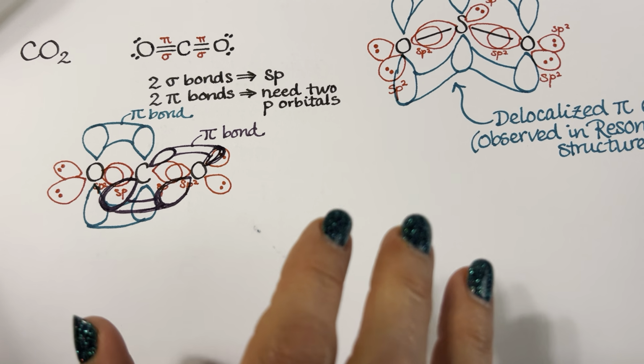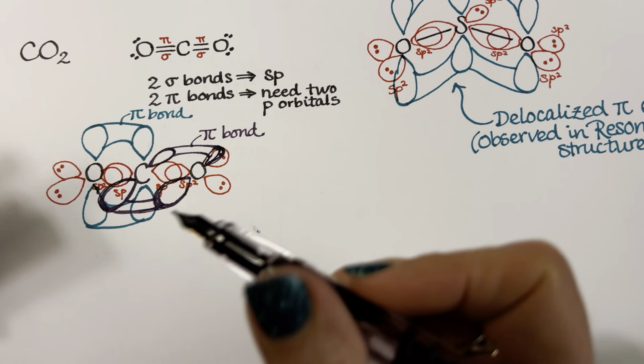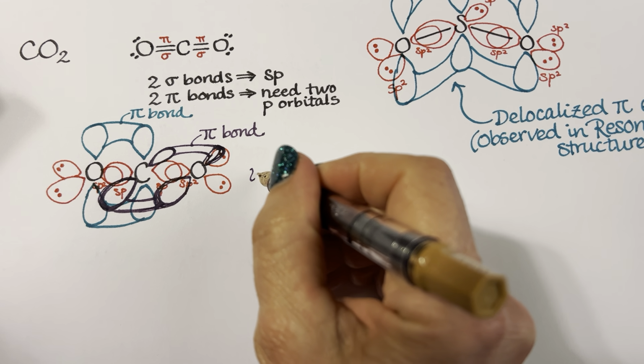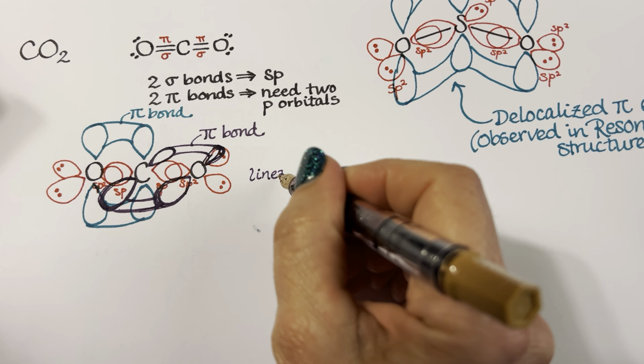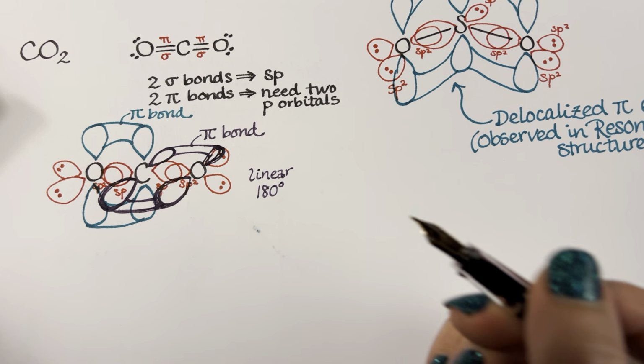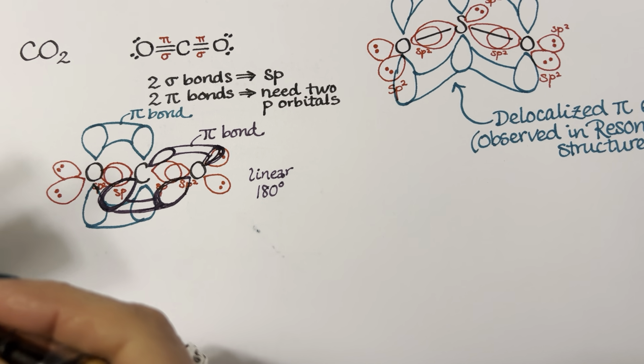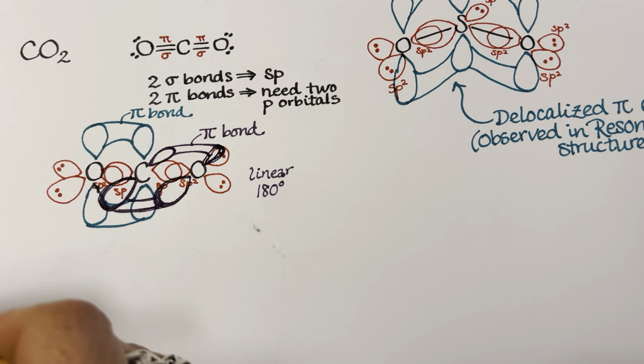All right. One last thing. This is linear in terms of the shape, and it is a 180-degree bond angle from oxygen, carbon, oxygen. All right.